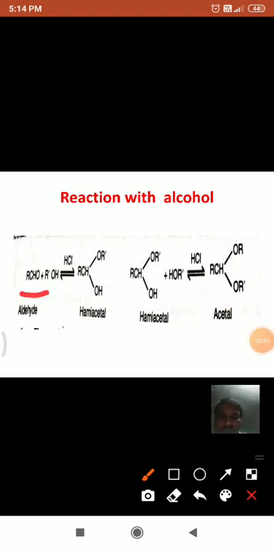This is an aldehyde. When alcohol is reacted with aldehydes in the presence of acids, it forms hemiacetal. In this hemiacetal, see here, attached to the carbonyl carbon are this OH group and OR dash group. This is called a hemiacetal. Generally, these hemiacetals are unstable, and the formed hemiacetal again reacts with one more molecule of alcohol, and it forms an acetal.